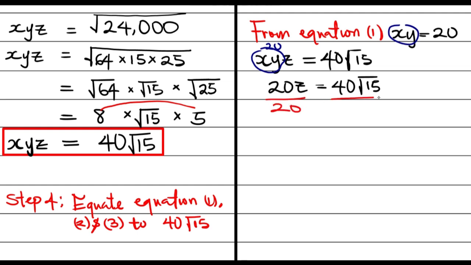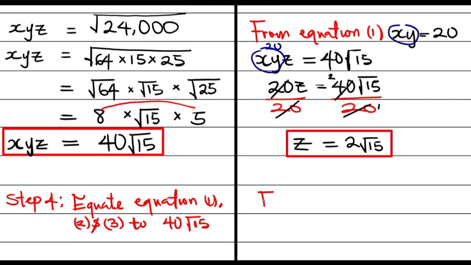20 divided by 20, then 40 divided by 20. Of course, this cancels out, then we have 20 here, 1, and 20 here, 2. Therefore, at the end of the day, the value of my z is equal to 2 root 15.